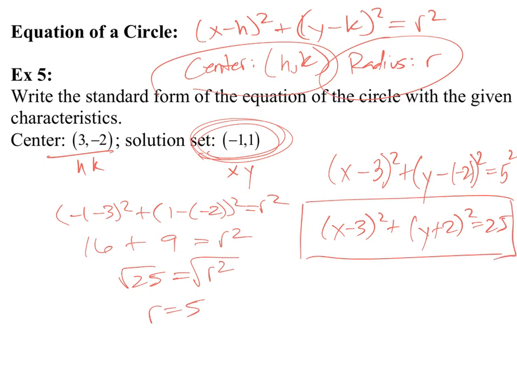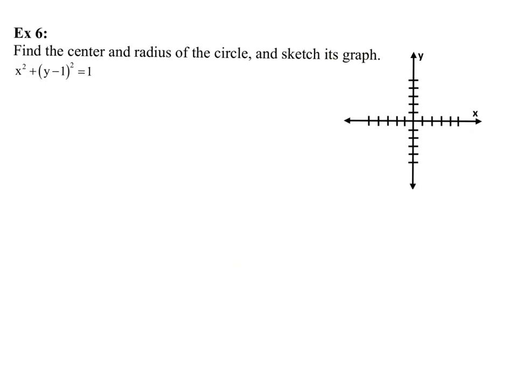Okay, moving on to the next example. All right, find the center and radius of the circle and sketch its graph. All right, here we just have x squared by itself. So what do we do in this case? Well, what are you subtracting from x if it's just by itself? You're subtracting 0. And how do you rewrite 1 as a square? Well, that's just 1 squared.